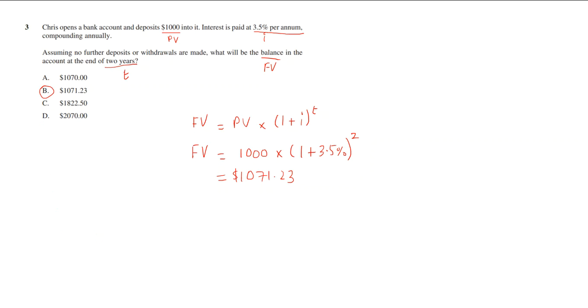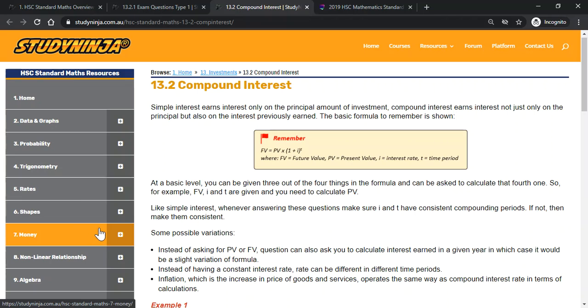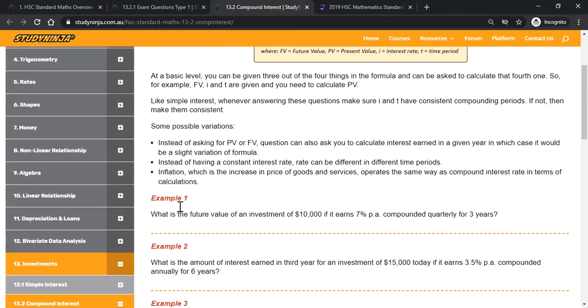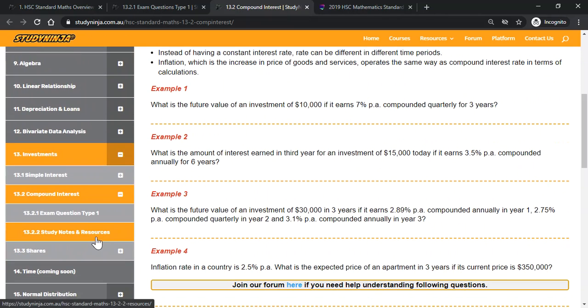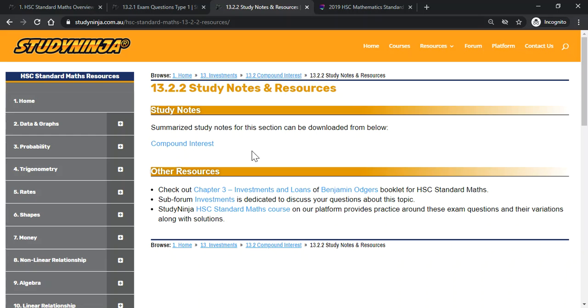To learn more, you can go on to StudyNinja website, and you can also download under the resources section. We've got some study notes which you can download, and memorize this formula and learn some tricks about this chapter.